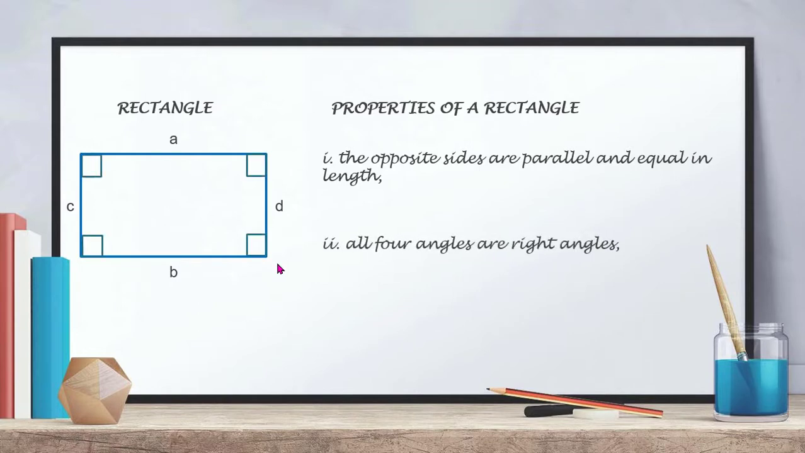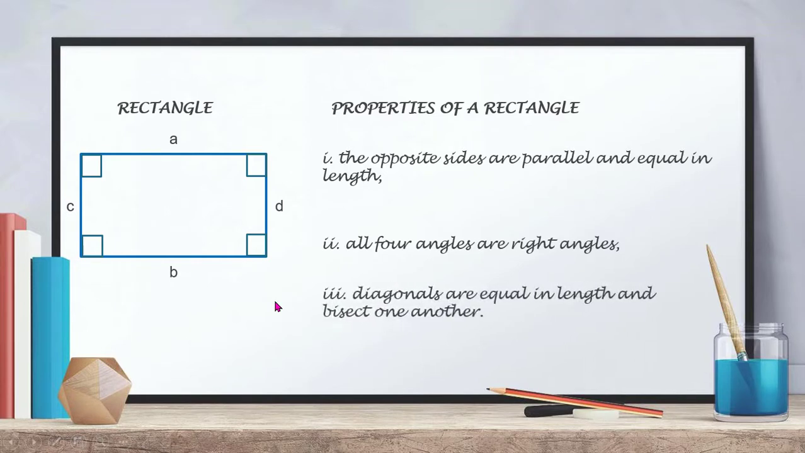Second property: all four angles are at right angles. All these four angles are at right angles. Third property: diagonals are equal in length and bisect one another. The diagonals here are of equal length and bisect one another.